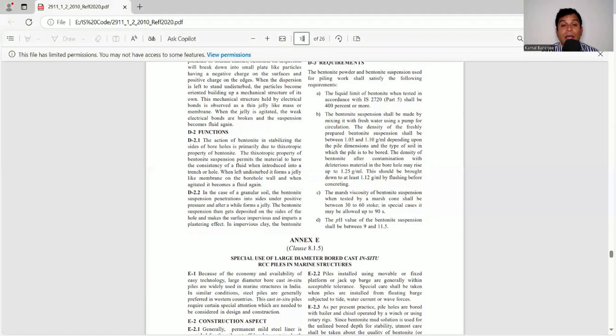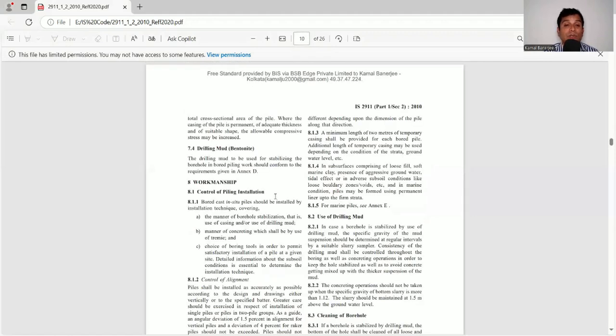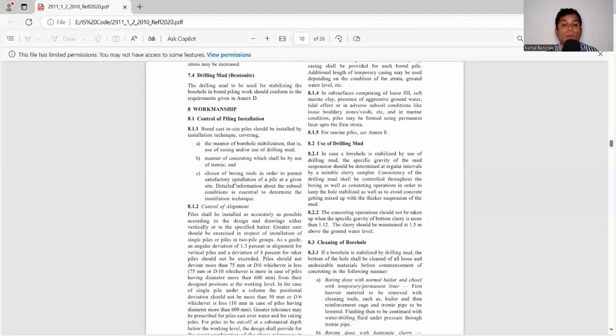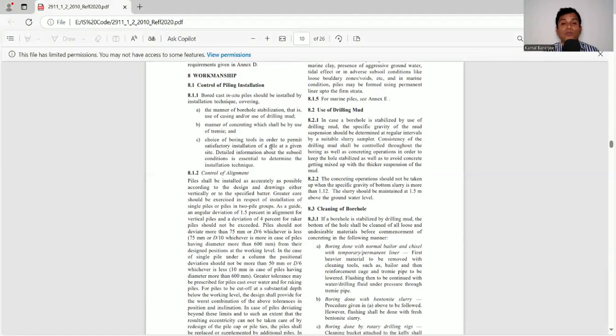So next is the workmanship. What is the workmanship? Bored cast in-situ piles should be installed using installation techniques covering the manner of borehole stabilization, that is, use of casing or drilling mud. So casing is used to keep it in position and bentonite to stabilize the borehole. The manner of concreting shall be by the tremie method, and the choice of boring tools should permit satisfactory installation of the pile at a given site.